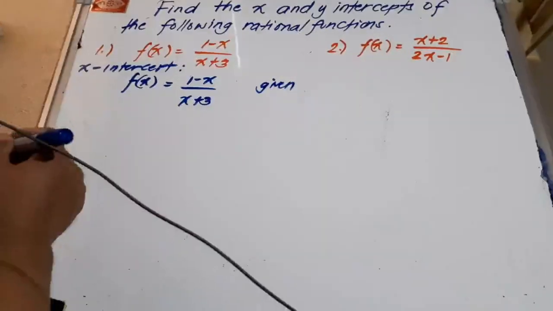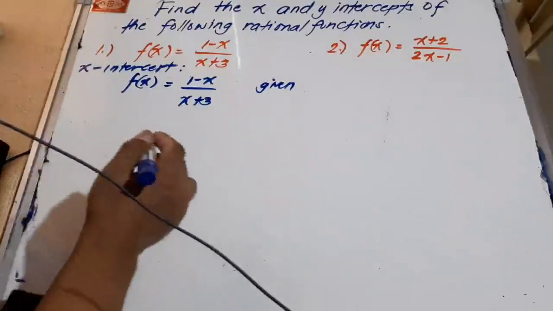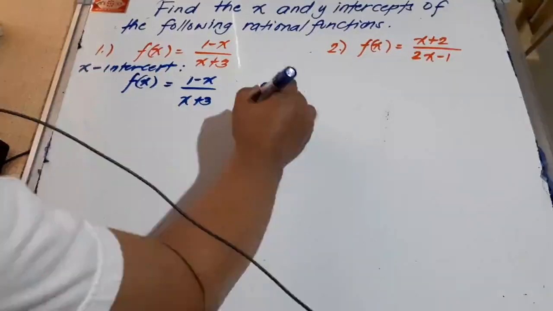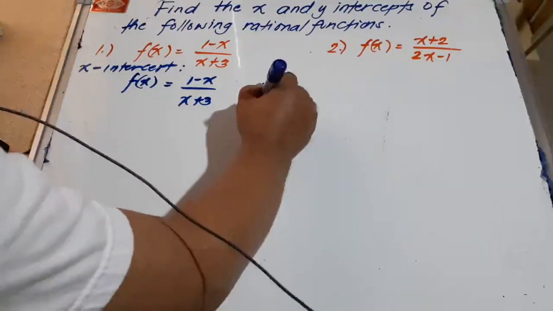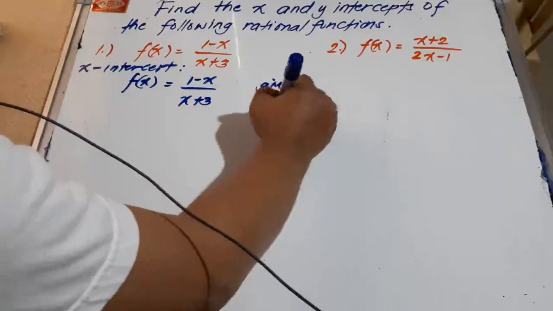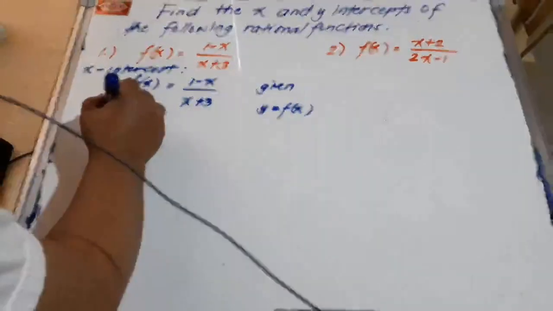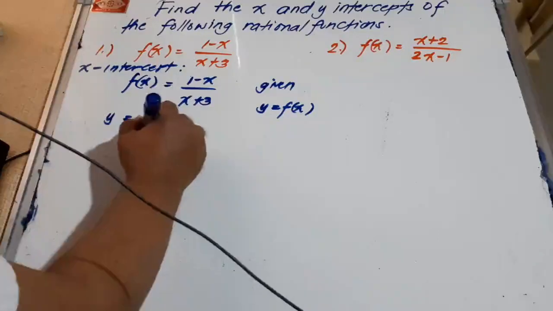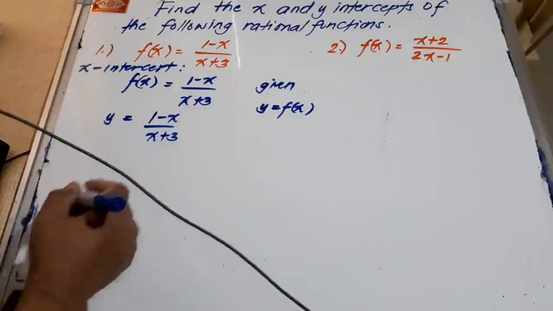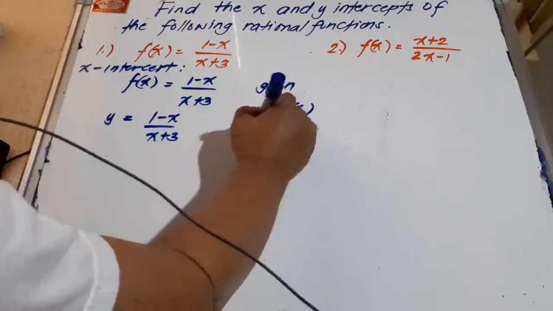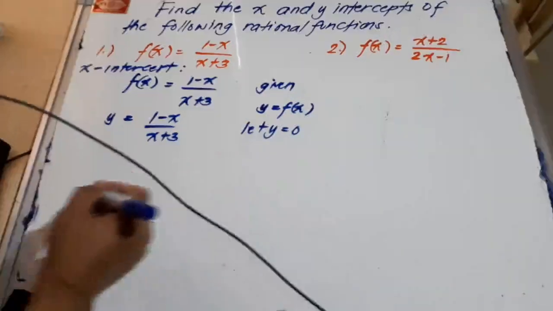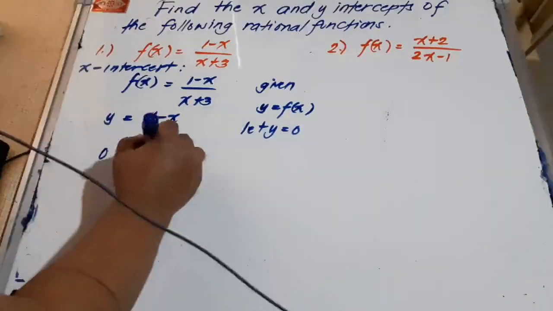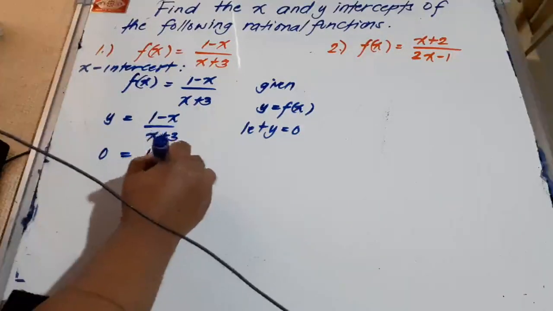And then, I'm going to replace f of x by y. Say y is also equal to f of x. So, substitute y to f of x. Therefore, it will become y equals 1 minus x over x plus 3. And then, let y equal 0 to solve for the x-intercept. So, therefore, 0 equals 1 minus x over x plus 3.